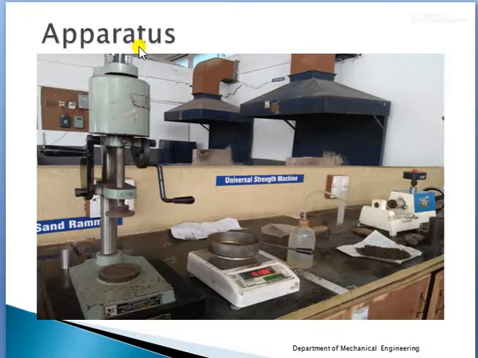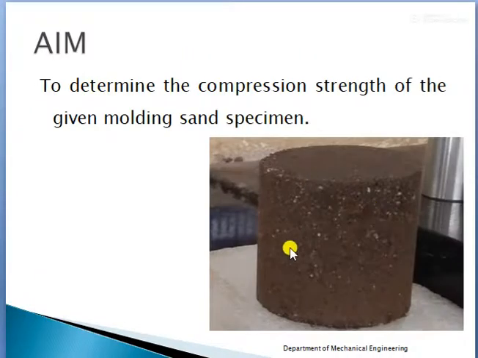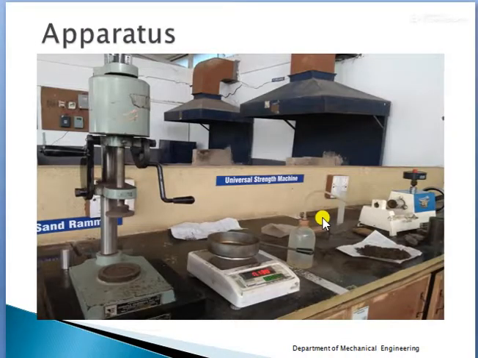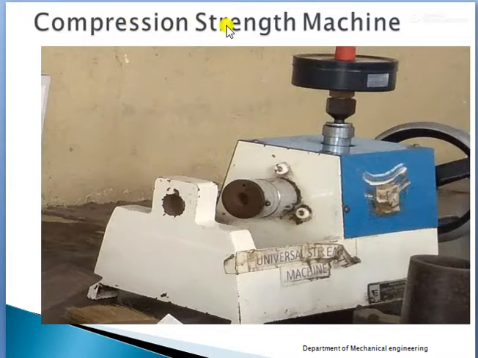Apparatus. In the apparatus we have a sand rammer, that is the first setup, a weight balance, distilled water and sand, and the other thing we are going to have is the universal sand testing machine. On the universal sand testing machine we are going to find out the compression strength of the sand specimen. Here we will see the compression strength machine.